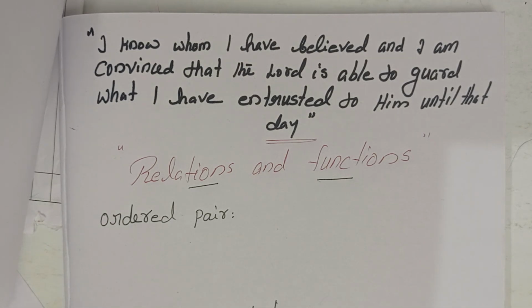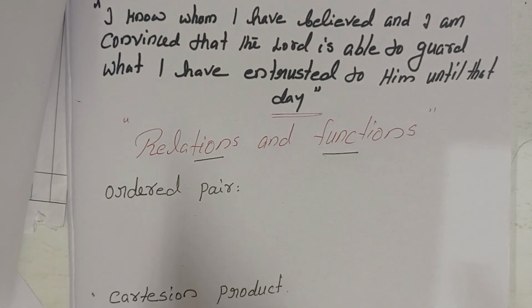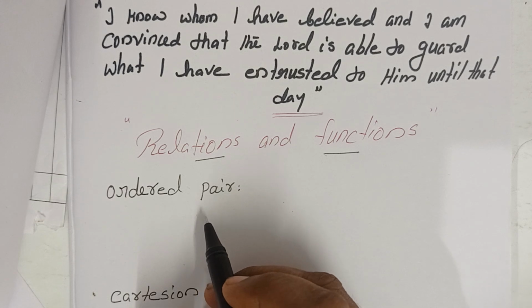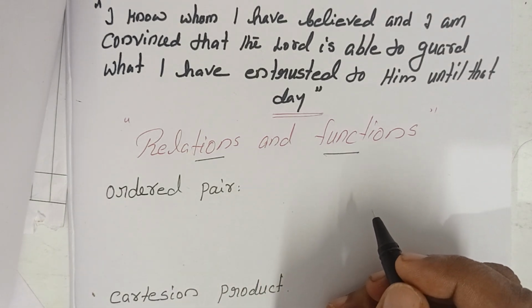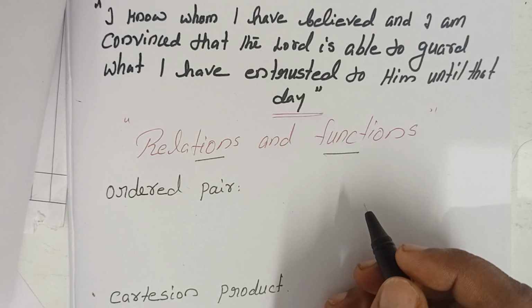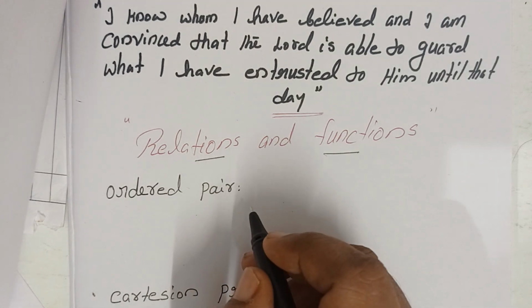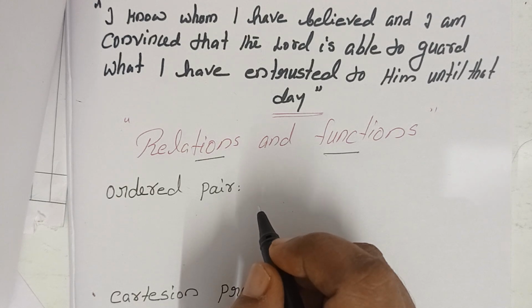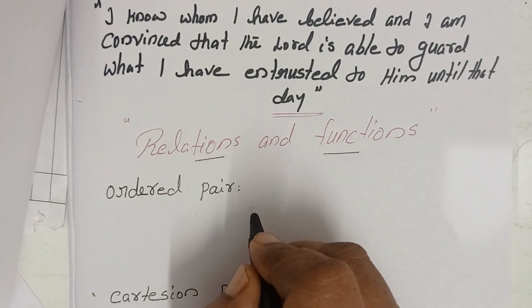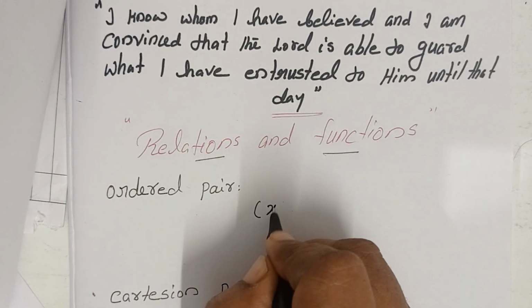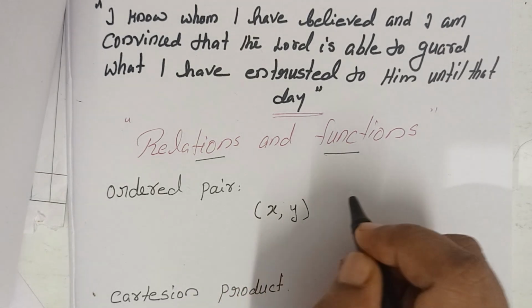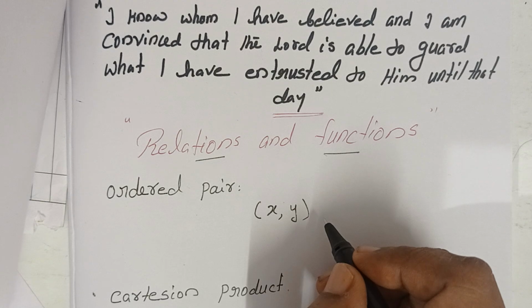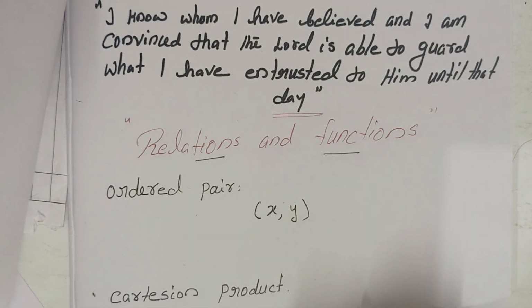The first point is, what is an ordered pair? An ordered pair is a pair of entries in the specified order. You know that x, y, when you put this x, y in brackets, this is known as an ordered pair.